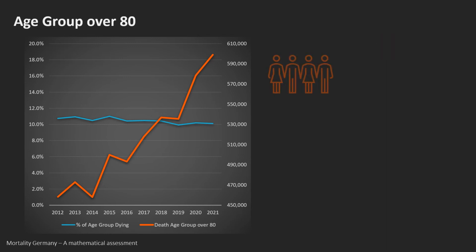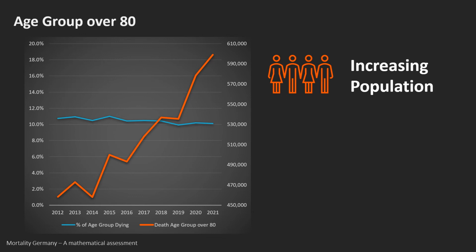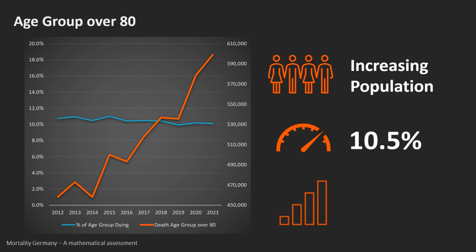Now, if I have a population like Germany's, which is aging, meaning an increasing population over 80, which is over the life expectancy, I have a constant over the last 10 years of 10.5% of people in that age group dying. It's not even the percentage increasing. It's 10.5% of that age group population dying each year. That means I have increasing deaths and a total increasing death count.